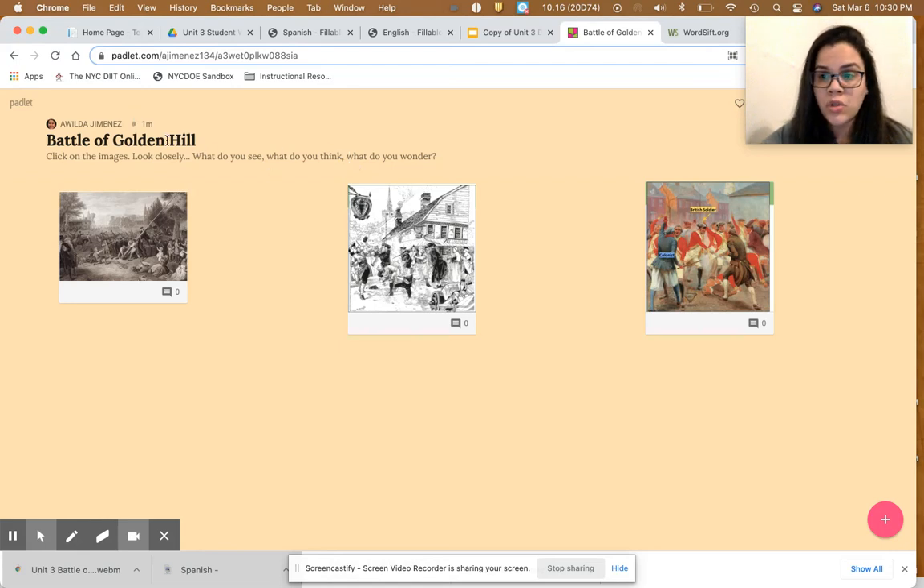The technological platforms that I used were Padlet and Google Classroom, as well as the resources from the Passport to Social Studies workbook.